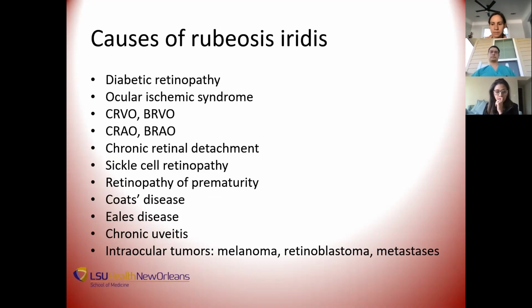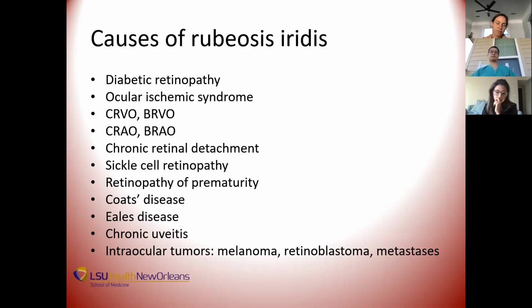So diabetes, OIS, CRVO, really any vein occlusion, artery occlusion, retinal detachment. Sickle cell retinopathy is also one of them. Coats disease can also cause NVI, which Marlene just discussed, Eales disease. So most of these are ischemic, about 97% of these are from ischemia. A very small minority are from inflammation, so chronic uveitis and tumors can also cause NVI.